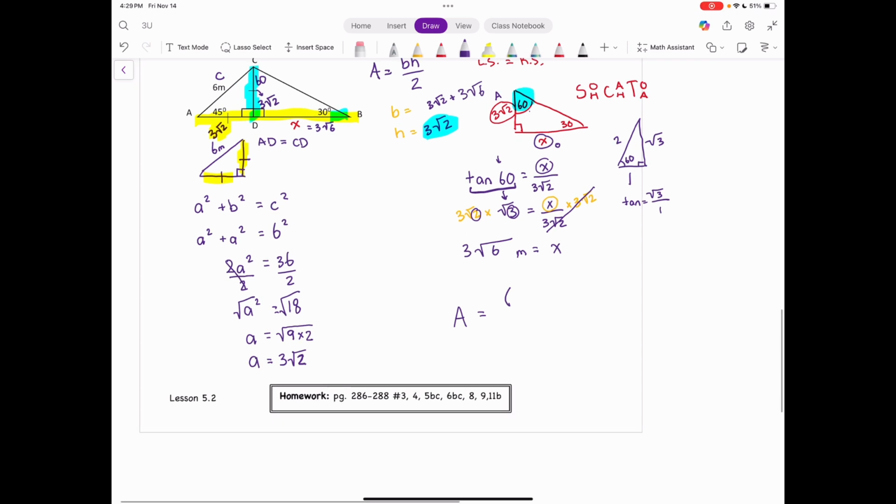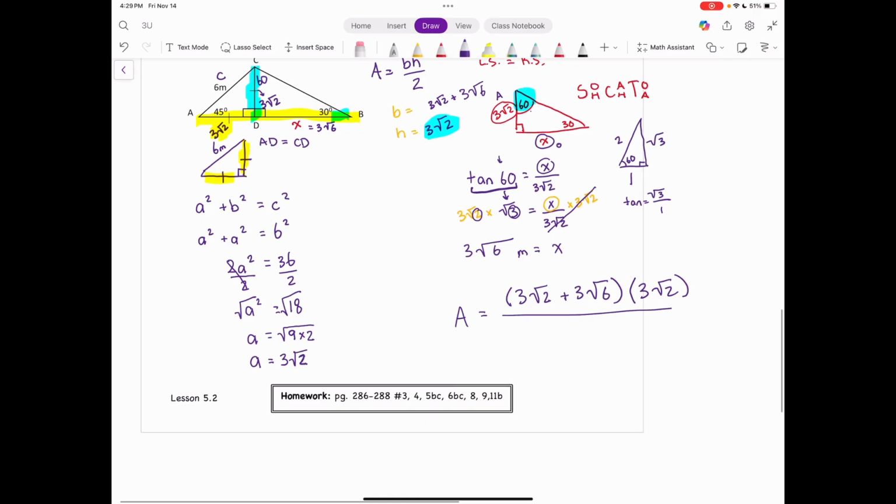So my base is 3 times the square root of 2 plus 3 times the square root of 6. That's my base, times my height, which is 3 times the square root of 2. And that's all divided by 2. I'm going to use the distributive property to multiply 3 times the square root of 2 times 3 times the square root of 2, and then 3 times the square root of 2 times 3 times the square root of 6.